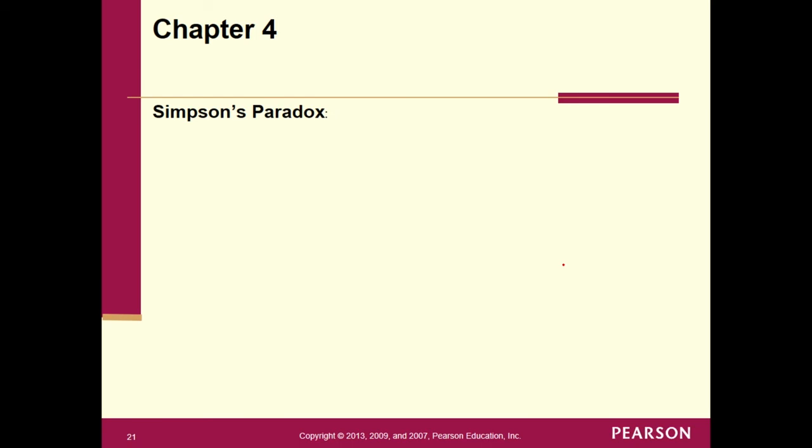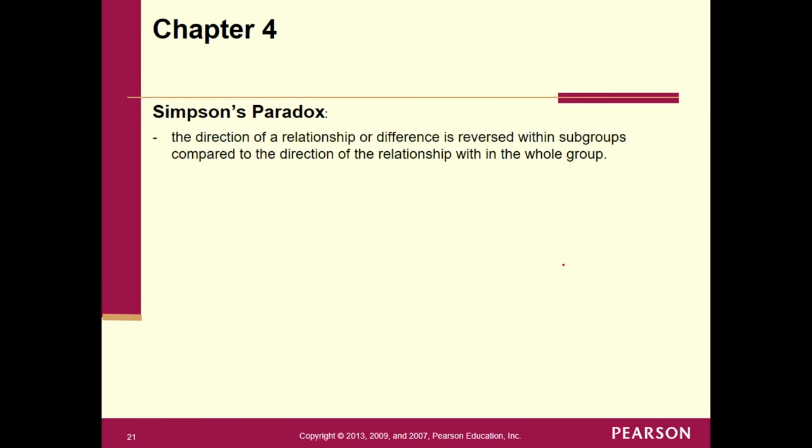Last thing that I want to go over is Simpson's paradox. And what is Simpson's paradox? The direction of relationship or difference is reversed within subgroups compared to the direction of the relationship within the whole group. Sounds kind of weird. So the direction of relationship or difference is reversed within subgroups versus the whole group.